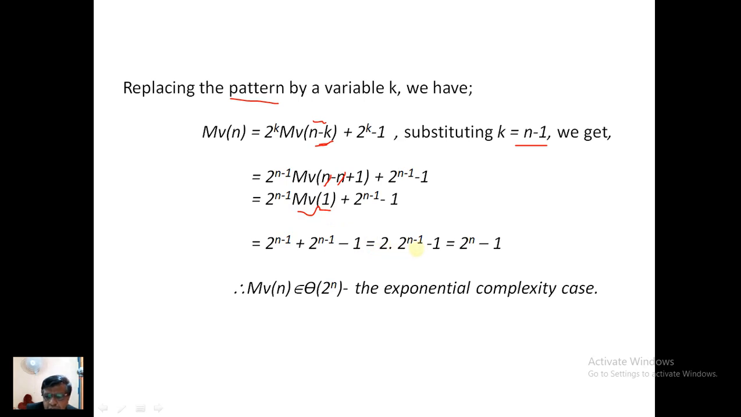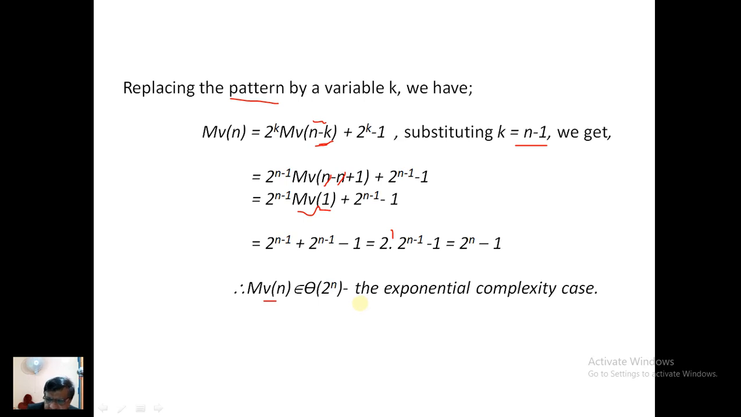Therefore, 2 into 2 to the power of n minus 1, here is 1, here is 1, 2 to the power of n minus 1 minus 1. So, 2 to the power of n minus 1 into this has an index 1. Indexes can be added. So, n minus 1 plus 1 remains n: 2 to the power of n minus 1. Therefore, the complexity or efficiency class of Tower of Hanoi is M(n), the basic operation is move, belongs to big theta of 2 to the power of n, and this is an exponential complexity class.